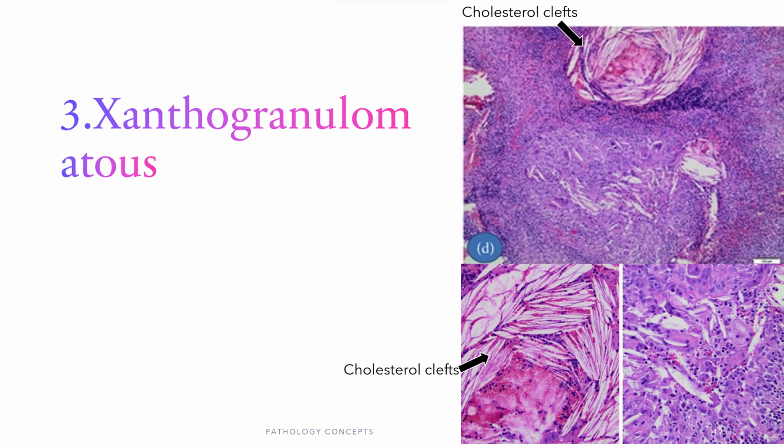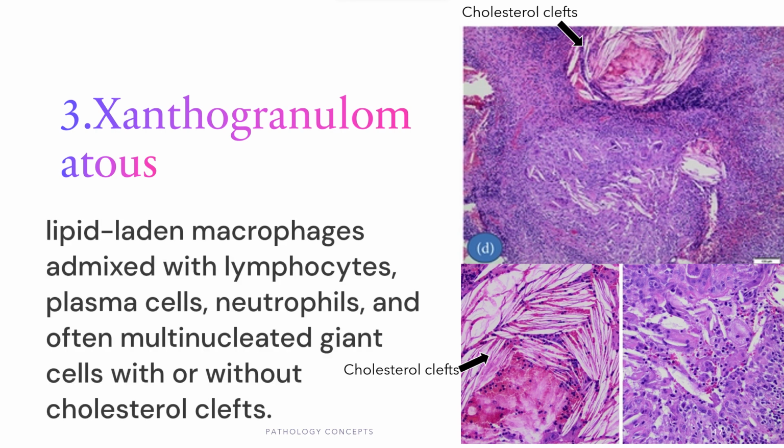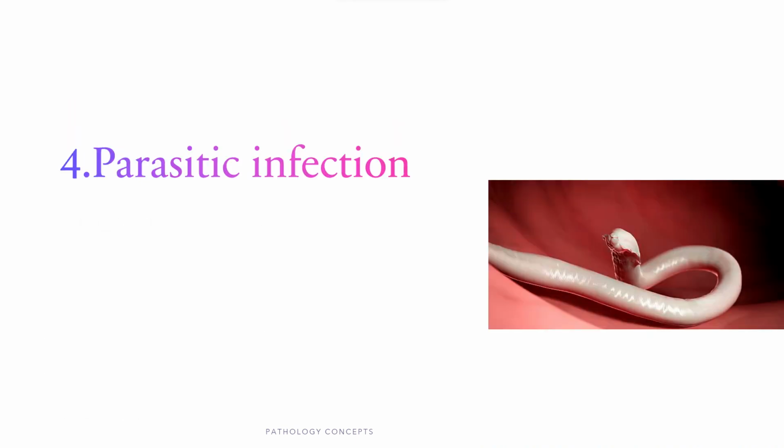Third is xanthogranulomatous inflammation. It is characterized histologically by a collection of lipid-laden macrophages admixed with lymphocytes, plasma cells, neutrophils and often multinucleated giant cells with or without cholesterol clefts. Fourth is parasitic infections.